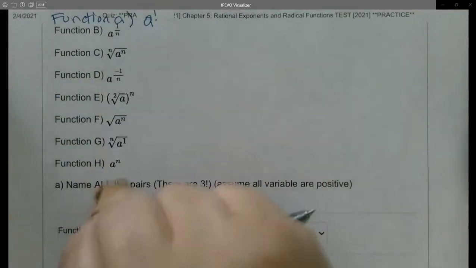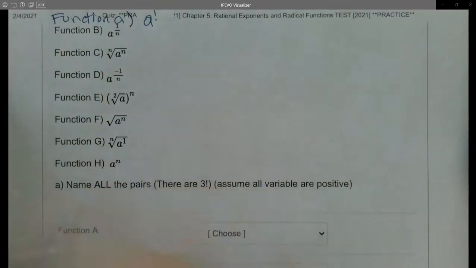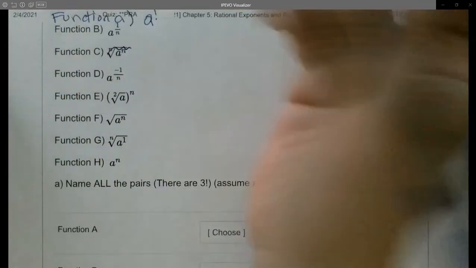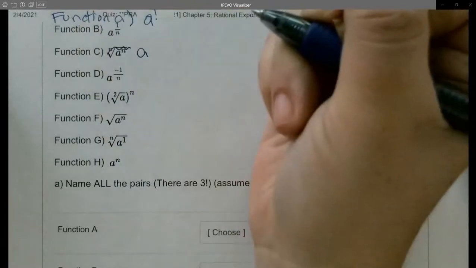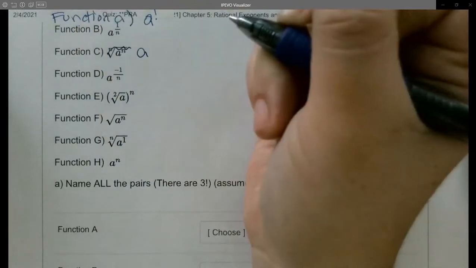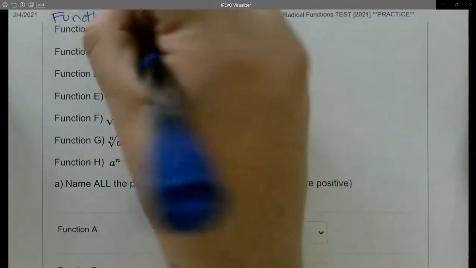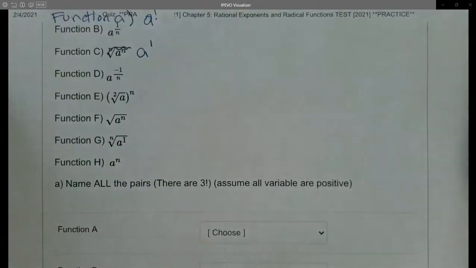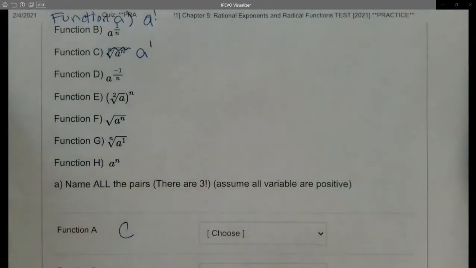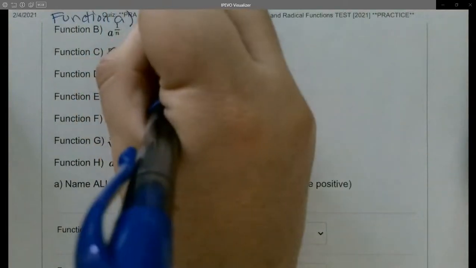So I'm going to go through this list and rewrite these. Whenever I have an nth root to an nth power, the exponents cancel out and it's just the variable. This one is the same thing as a to the first. So this one, my answer is C. On D, when I have a negative exponent, it's the same thing as writing 1 over a to the same exponent.